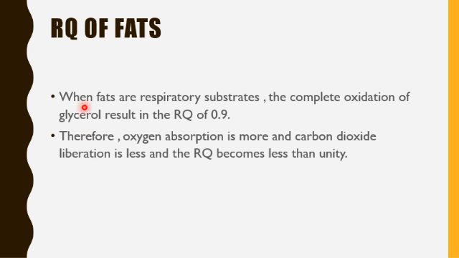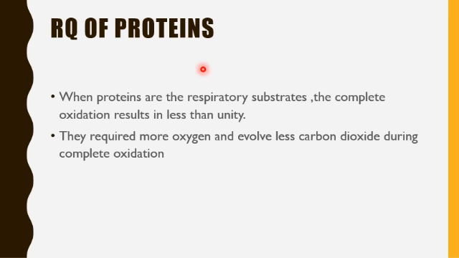So the RQ of fats. When fats are the respiratory substrate, the complete oxidation results in an RQ of 0.9, that is less than 1. Therefore, oxygen absorption is more and carbon dioxide liberation is less, and the RQ becomes less than unity. So the RQ of proteins. When proteins are the respiratory substrate, the complete oxidation again results in less than unity. Why? Because more oxygen is required and they evolve less carbon dioxide during the complete oxidation.